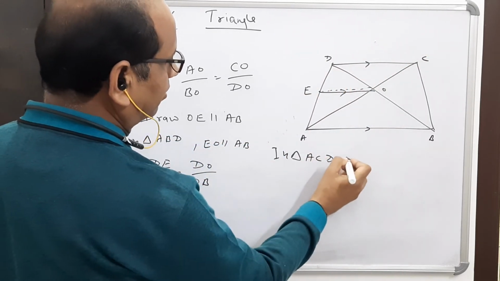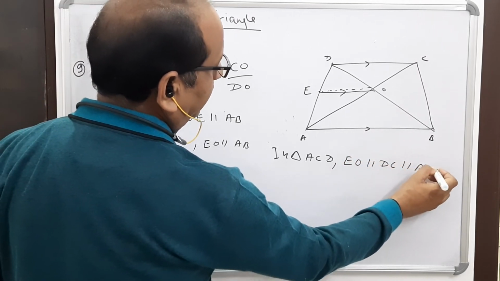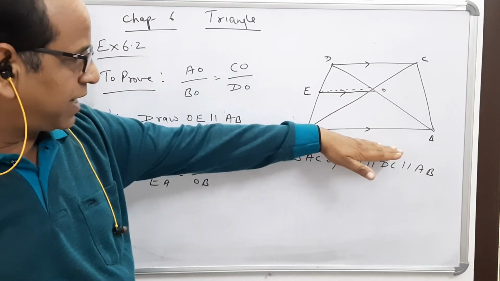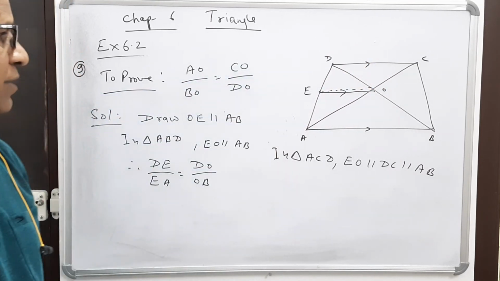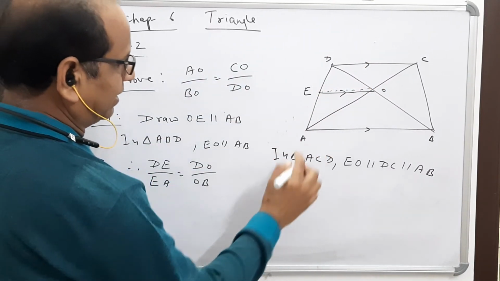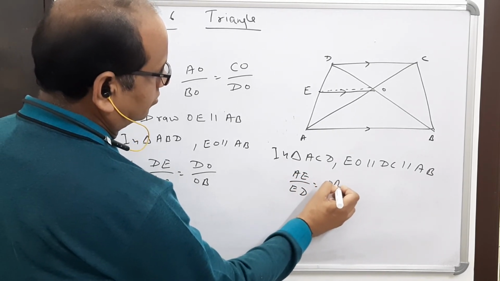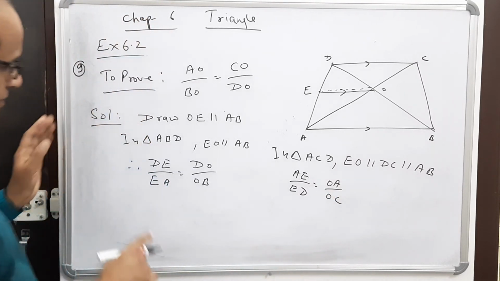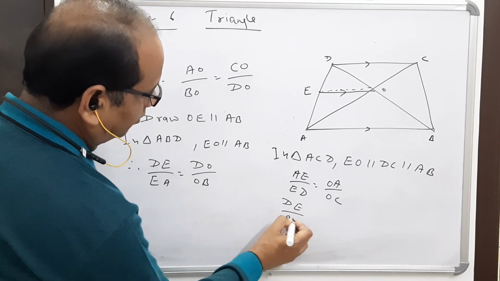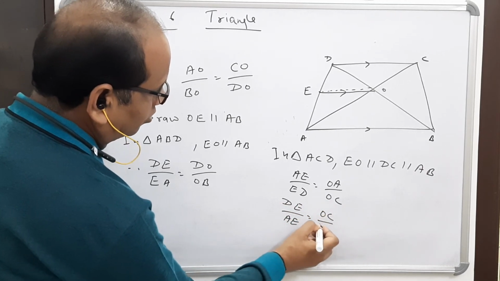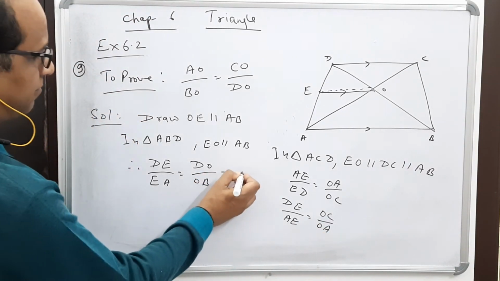Then, in triangle ACD, here also this EO is parallel to DC, parallel to AB. See, this line is parallel to this line. We have done the construction and these two are already parallel. So this line will be parallel to this line also. So what you will find now? AE upon ED is equal to AO upon OC. But here it is DE upon EA, so I am changing this: DE upon AE is equal to OC upon OA.